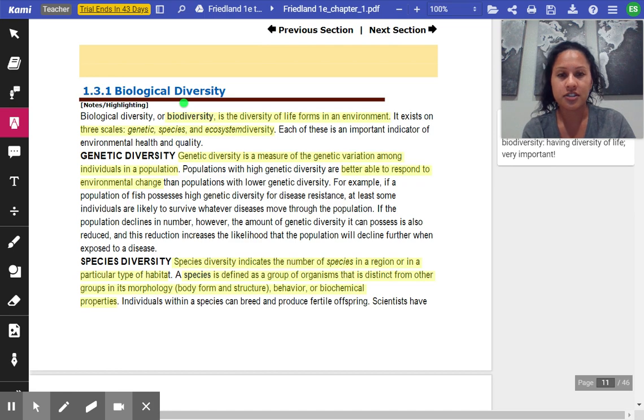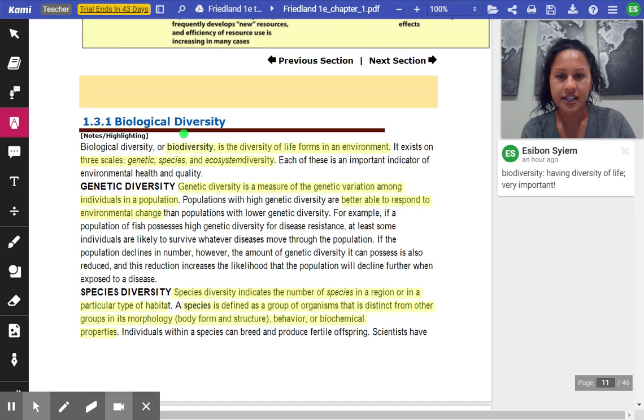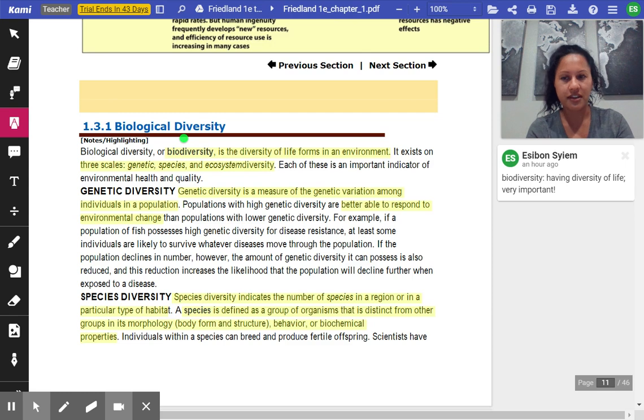So biological diversity, also known as biodiversity, is basically having diverse life forms in the environment. There are 3 levels: genetic, species, and ecosystem diversity. Diversity in life can affect a lot of ecosystems, and when it is destroyed through human impacts or pollution or just lack of resources, then it can weaken the ecosystem.